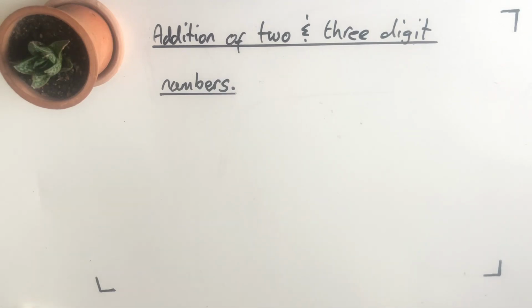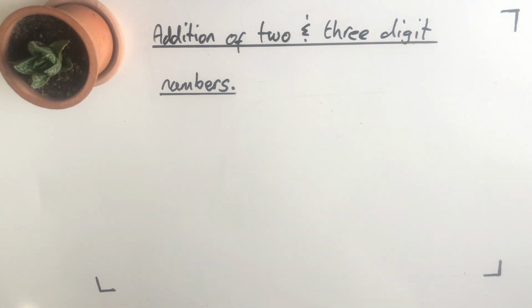Hello, and today we will be looking at addition of 2 and 3 digit numbers. Okay, now before we get into that, let's just talk about what addition is. Addition is taking two or more numbers and adding them together, right? That is, it is the total sum of two or more numbers, right?